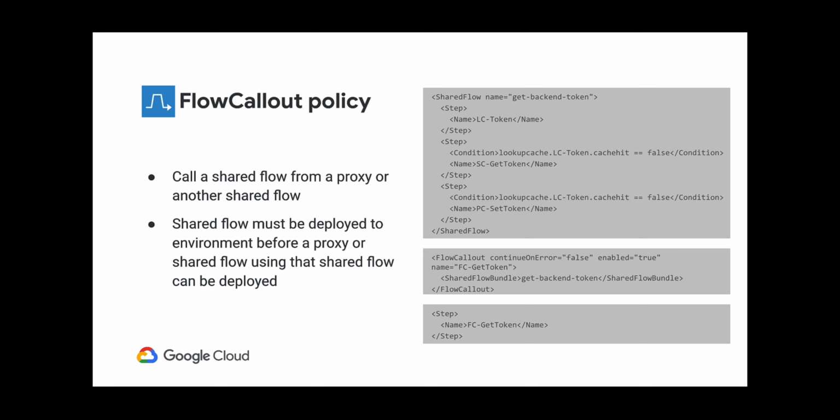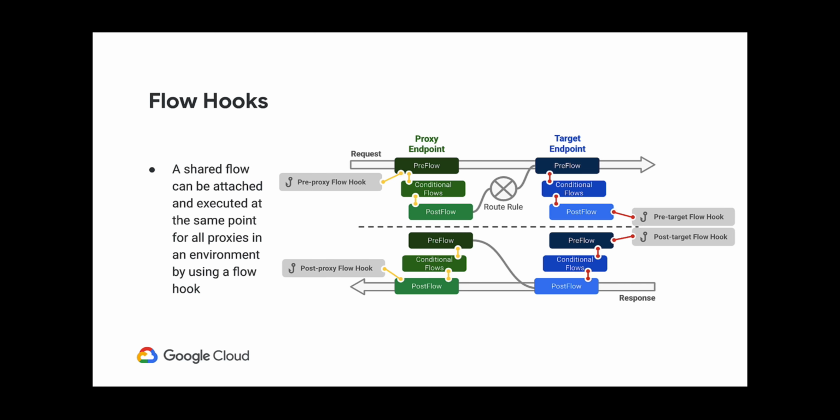So for governance, Apigee provides flow hooks. Flow hooks allow you to attach a shared flow to a specific point in the request response lifecycle of all proxies deployed in an environment. So there are 4 flow hooks: the pre-proxy flow hook, the pre-target flow hook, the post-target flow hook, and the post-proxy flow hook. So again, this is a way for you to make sure that you have functionality which is always applied to proxies in your enterprise.